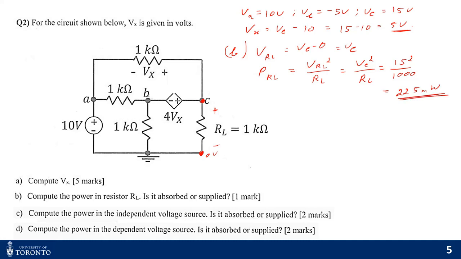That means it's an absorbed power, right? That means the current is entering like this. So that means the current is entering the positive terminal of the voltage. That means this power is absorbed by RL.